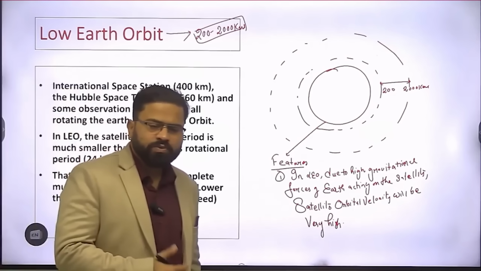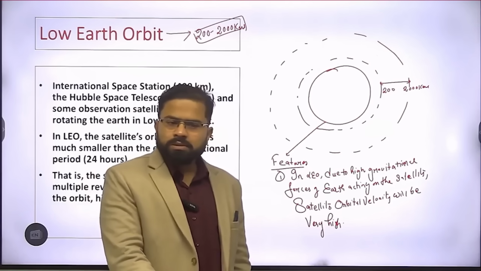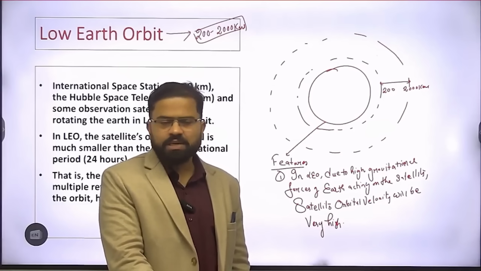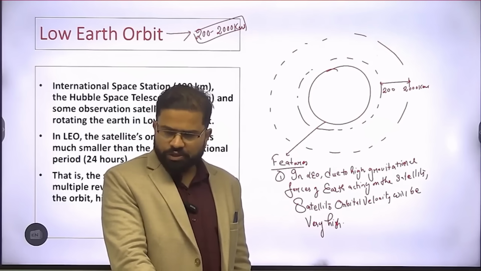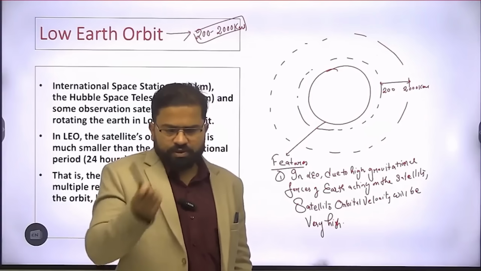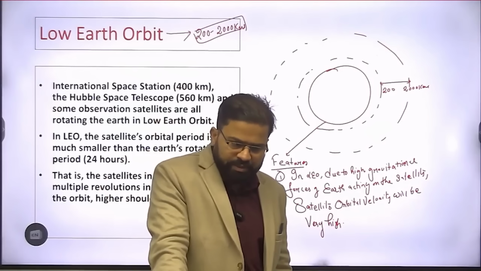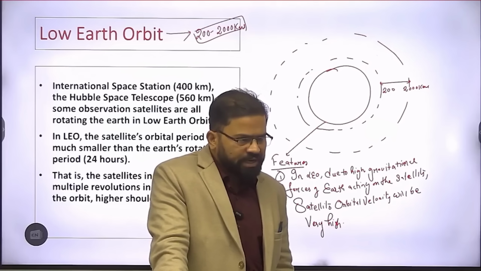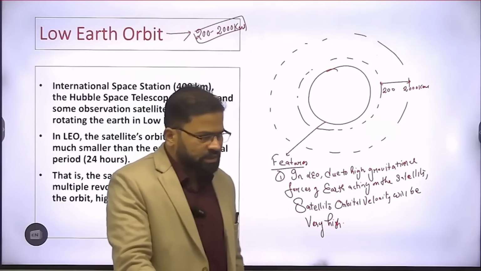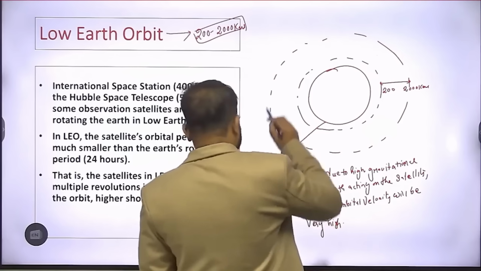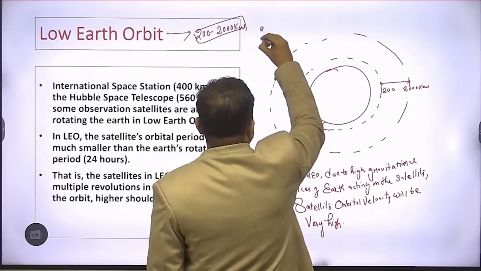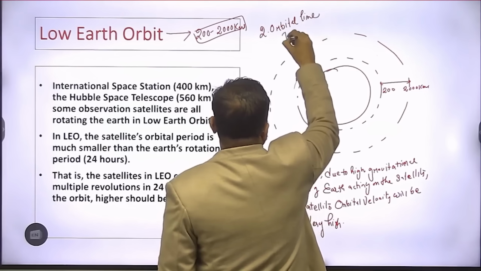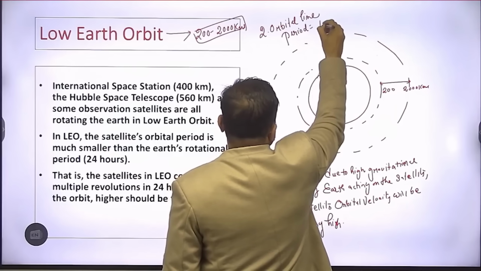Since higher orbital velocity, what does it mean? Lower orbital time period. What is time period? We have discussed: the time taken by the satellite to complete one revolution around the orbit. So obviously, if it is moving with very high orbital velocity, its orbital time period will be very low. Generally, if a satellite is parked into the low Earth orbit, the orbital time period will be in the range of 90 to 100 minutes. So second is orbital time period, which will be around 90 minutes.